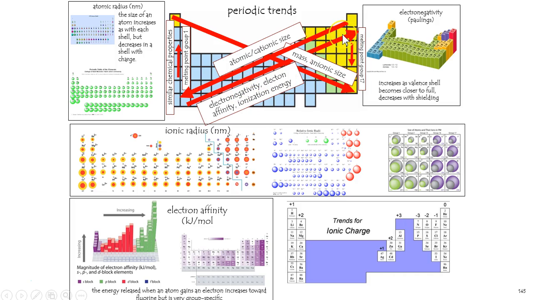Electronegativity increases as you head towards fluorine. Be careful not to extend that all the way to the noble gases since they have no desire for electrons. The electron affinity, which is the energy released when it gains an electron, also tends to go in the same direction, as does the ionization energy, the energy to lose an electron. They all increase towards fluorine.